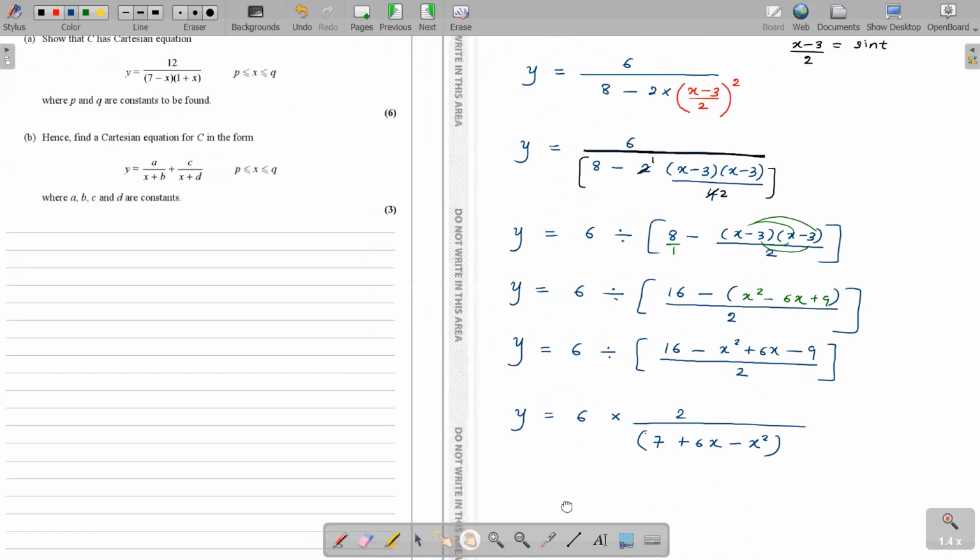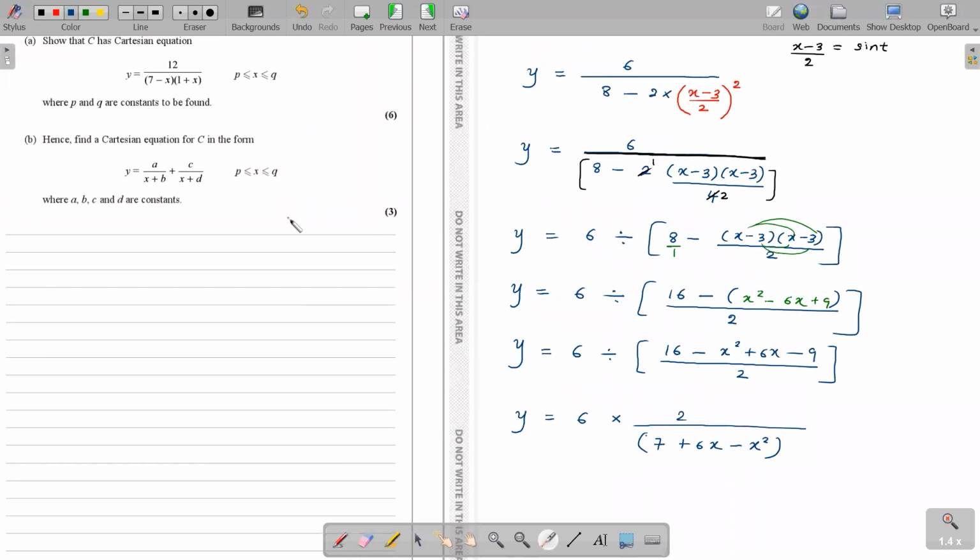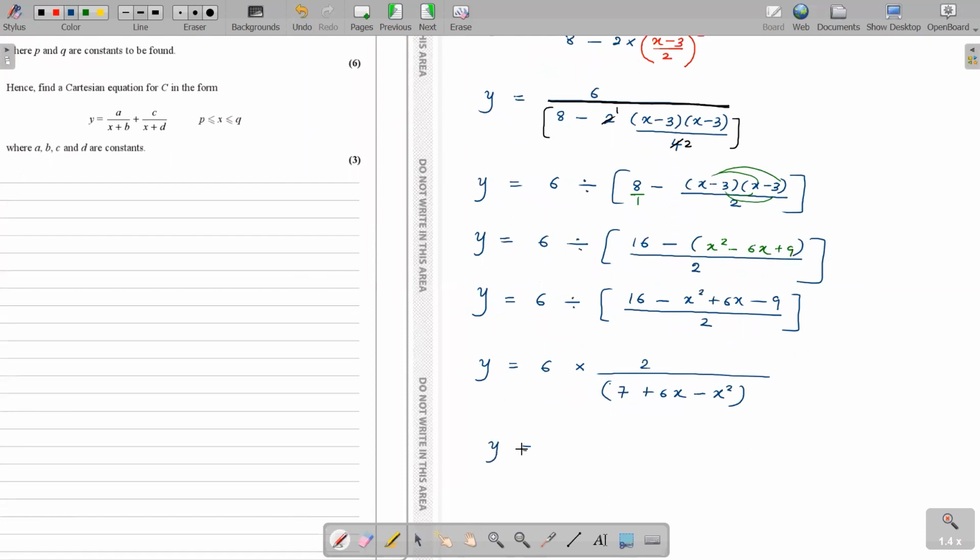Okay, so now I think we have to show that here already, right? Because 6 times 2, I get the 12 here. 6 over 1. So this is directly multiplying, right? You don't take common denominator here. We directly multiply. 6 into 2 is 12 over 7 plus 6x minus x square.